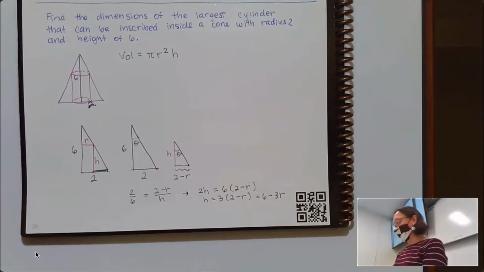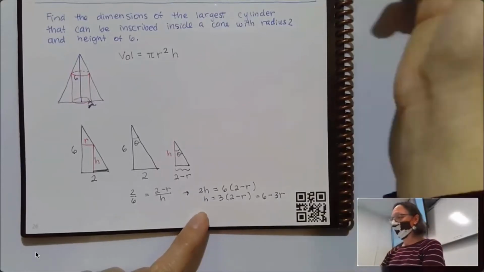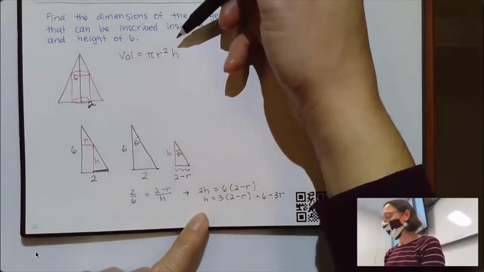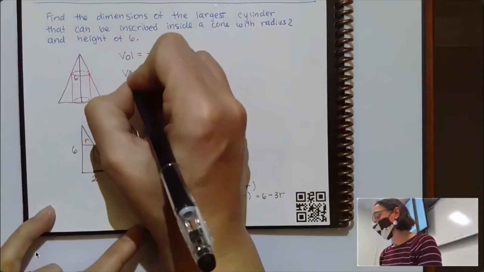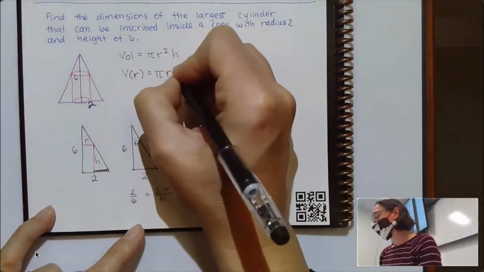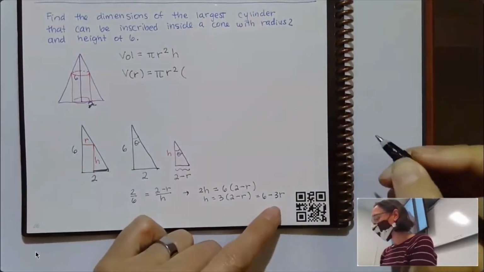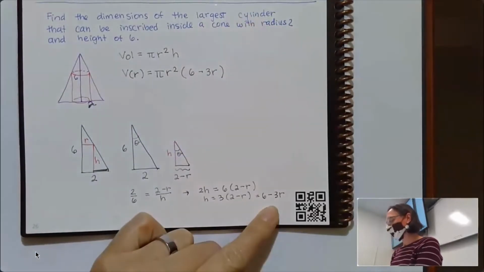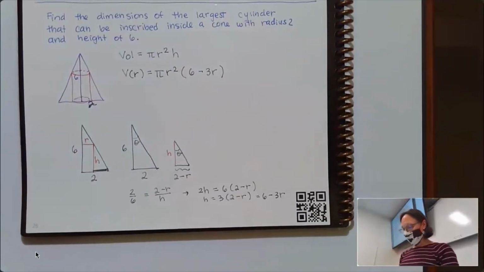So now I have something to replace H with back up here. My volume as a function of just the radius would look like pi times R squared times (6 minus 3R). And now you know what to do: take a derivative, set it equal to 0.